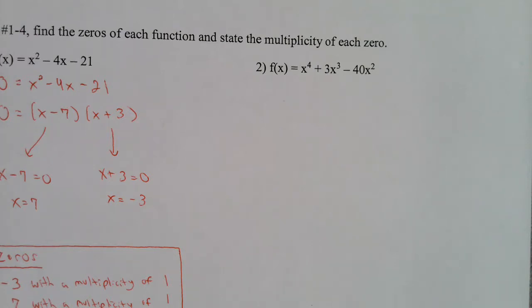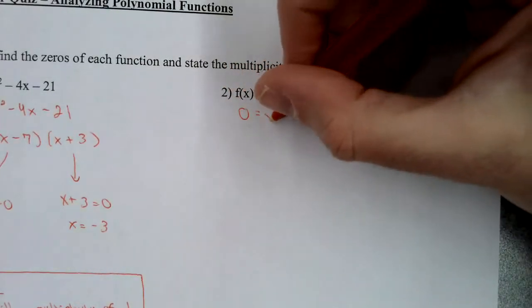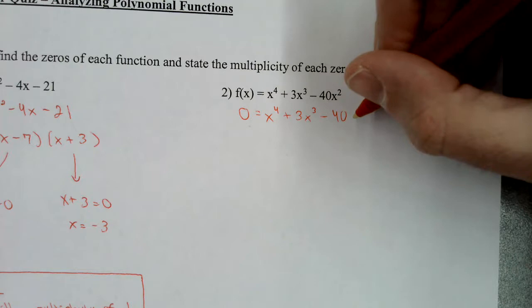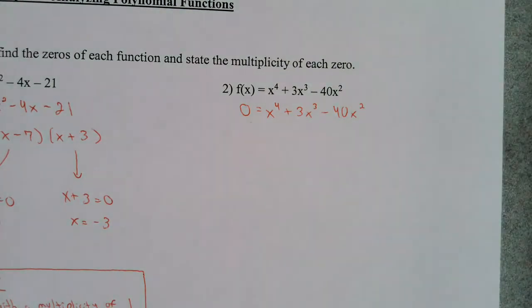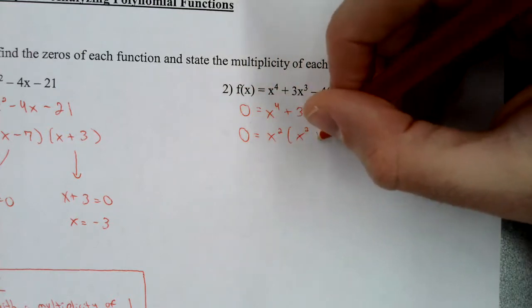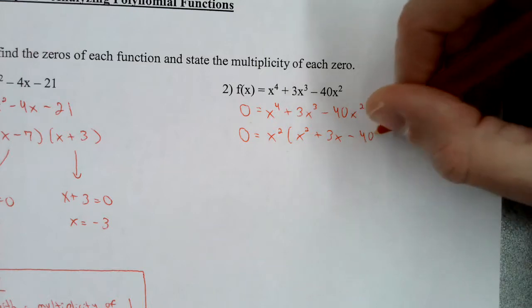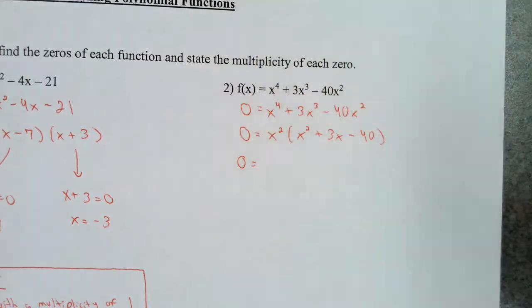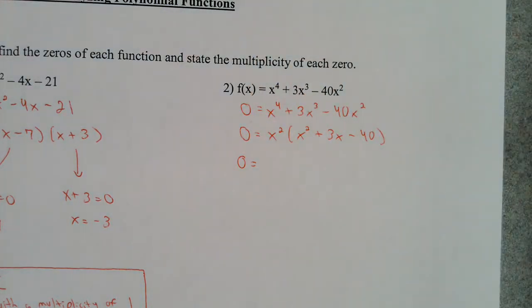Number 2, let's set this equal to 0. Let's take out the GCF of x squared. So it leaves me with x squared plus 3x minus 40 in parentheses. And then let's factor the trinomial in the parentheses. What two numbers multiply to negative 40 and add to 3? It's going to be x plus 8 times x minus 5.